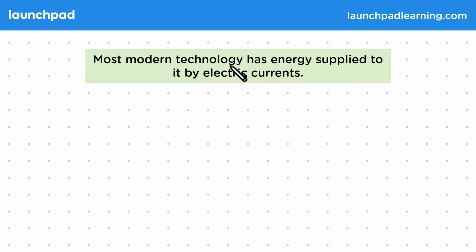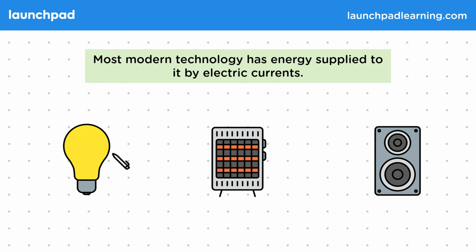Most modern technology has energy supplied to it by electric currents. So things like light bulbs, electric heaters, and loudspeakers are all things which we transfer energy to by an electric current. Then the components in these will transfer the energy from these currents to another form.